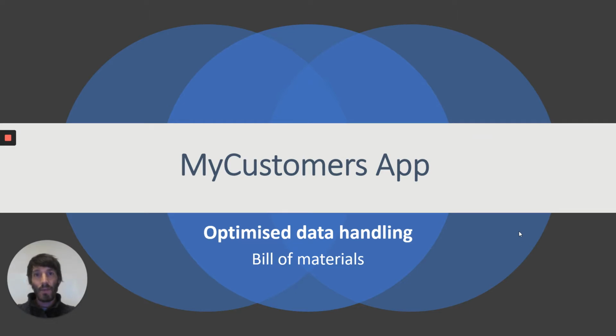This feature specifically falls within the optimized data handling space, and it's bill of materials. I think a lot of you guys out there work with bill of materials. So ultimately, a bill of material is when you were to issue a product that consists of multiple items within it. It's actually something that really enhances your ability to issue quotes very quickly.